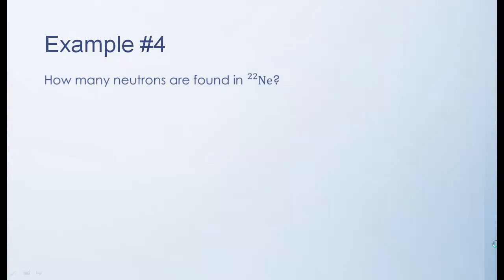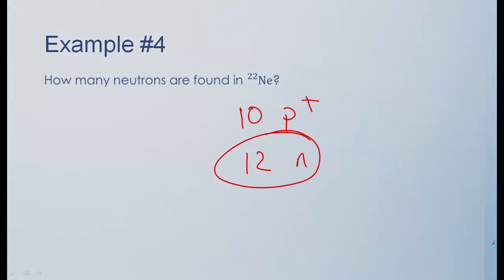How about this question? How many neutrons are found in neon 22? In order to answer this question, we need to look at the periodic table. We find that neon has 10 protons, so therefore it must have 12 neutrons. That's the answer to the question.